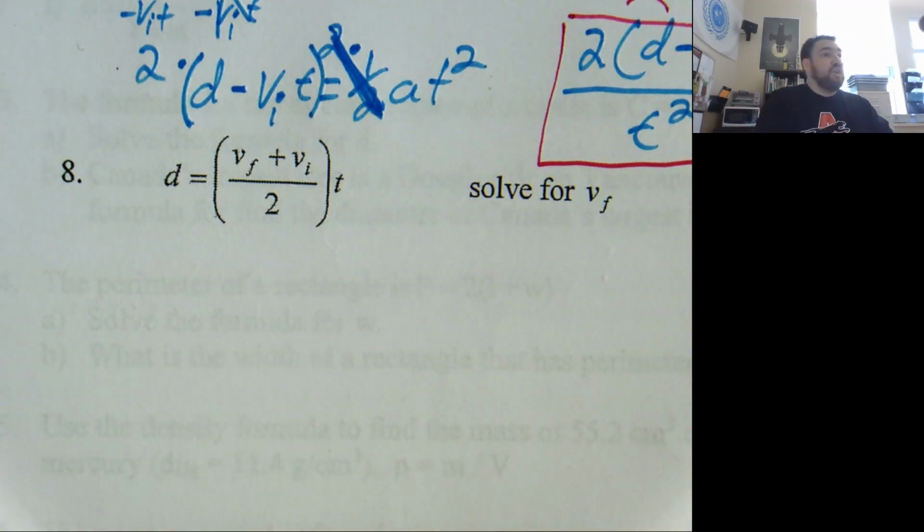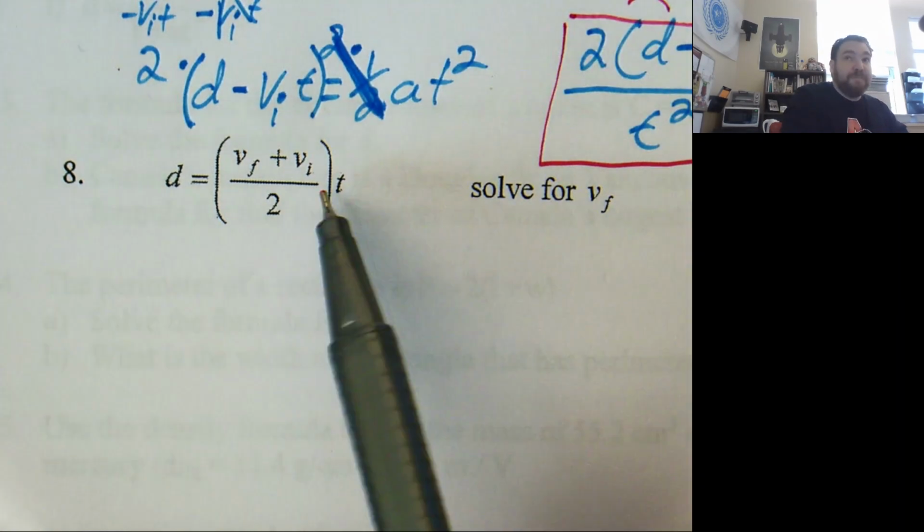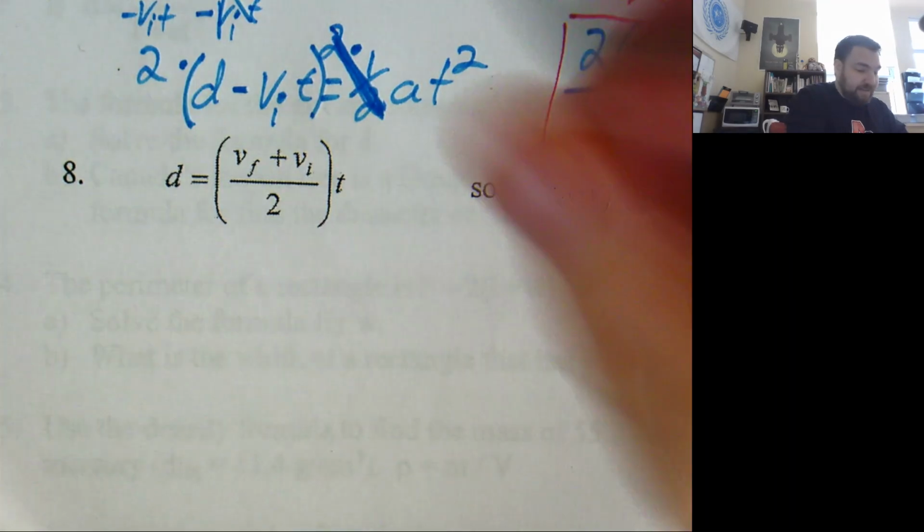You want to divide this thing by t? Sure, that is a totally acceptable first option. Because I'm multiplying this whole set of brackets by t, we can divide that t out.